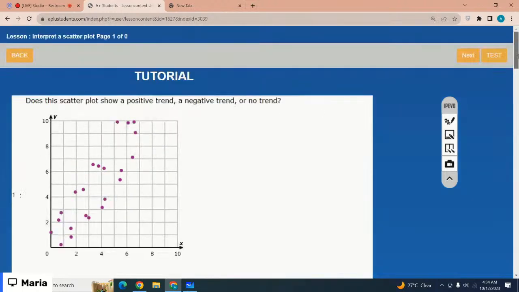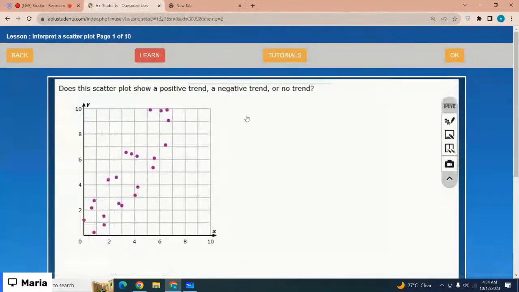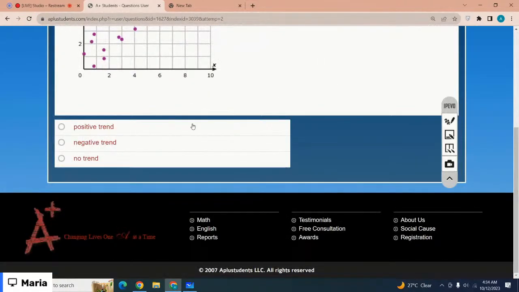Let's just start with the practice questions. Does this scatter plot show a positive trend, a negative trend, or no trend? Which is the correct option? Just identify the relationship between x and y values, right? See, as x values are increasing, the y values are also increasing, right? That would be the positive trend.